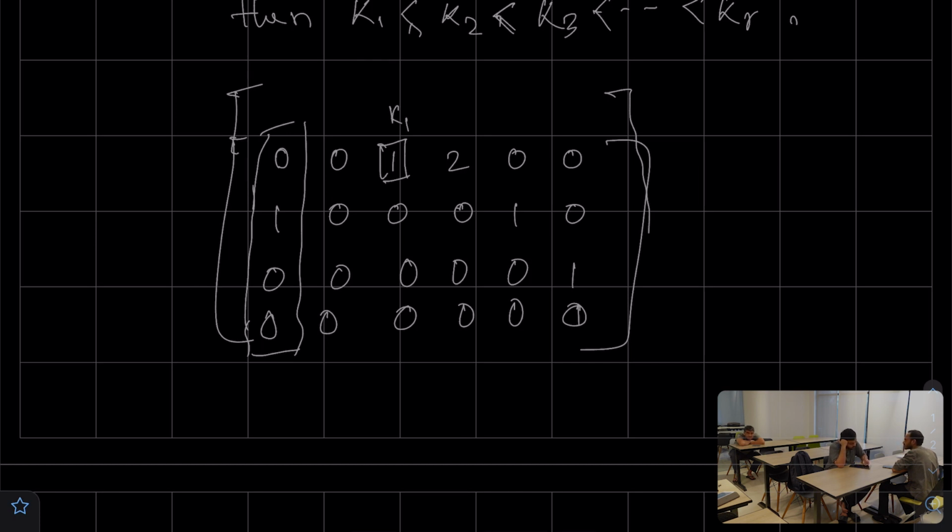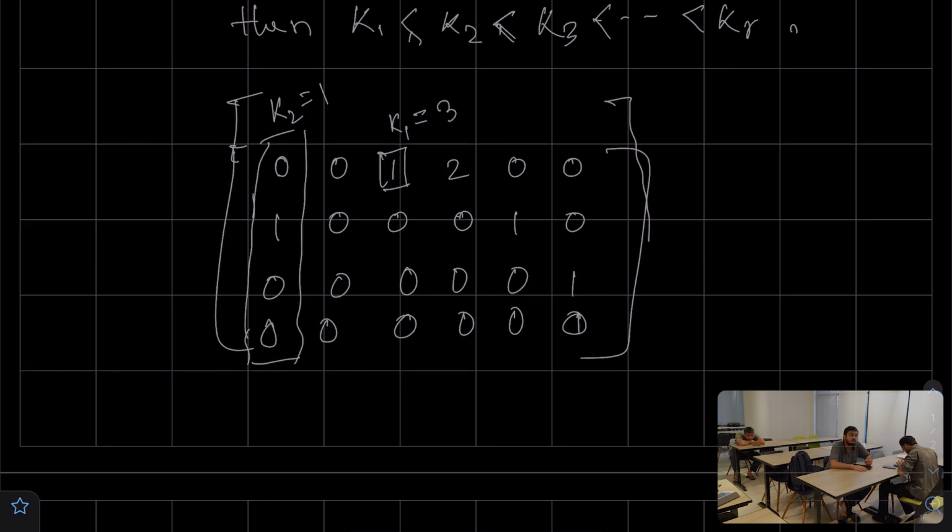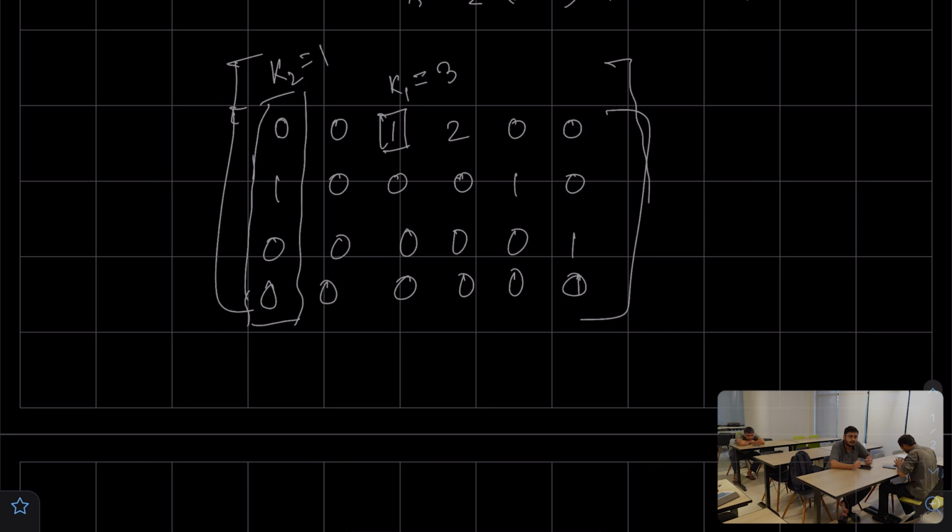This is K1. K1 is equal to what? 3. Then K2 is equal to 1, and I put a 0 there, right? And K3 is equal to 6, right?